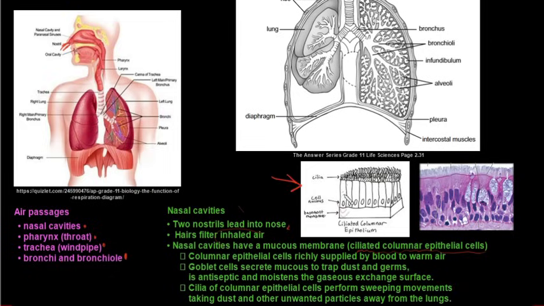So this is the columnar epithelial cells, and then on top you've got the cilia that will help with sweeping movements in getting the dust particles or whatever foreign thing you've inhaled out of the nose. There are also goblet cells that help to secrete mucus that will trap dust and germs, and this also has an antiseptic effect, and it will also moisten the gaseous exchange surface. And then the cilia of the columnar epithelial cells will perform sweeping movements, as I've spoken about, taking the dust and other unwanted particles away from the lungs.